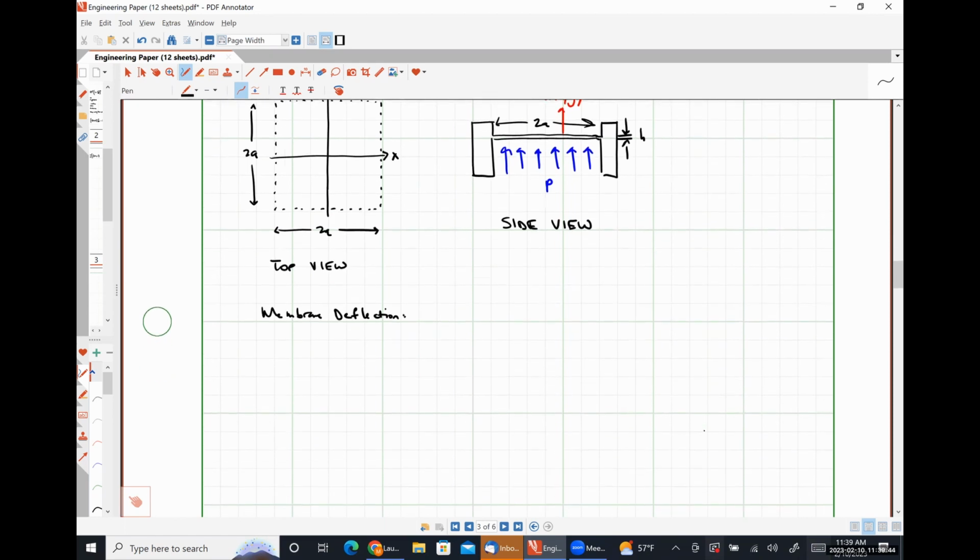So our membrane deflection at some point x,y will be approximately w as a function of x and y, which will be 12 times (1 minus nu squared) P a to the 4th power over 47 E h cubed, times (1 minus x squared over a squared) quantity squared, times (1 minus y squared over a squared) quantity squared.